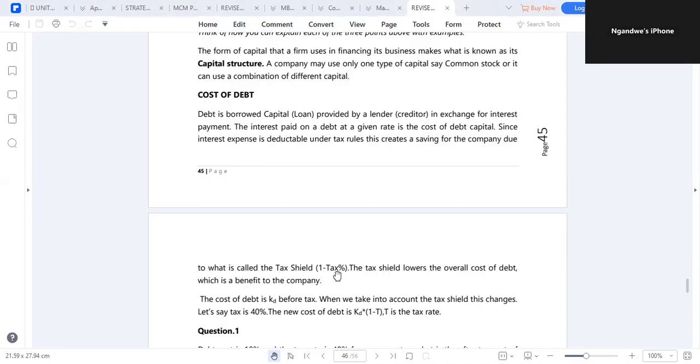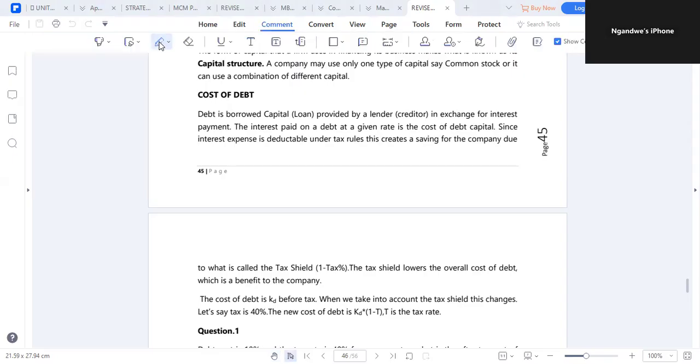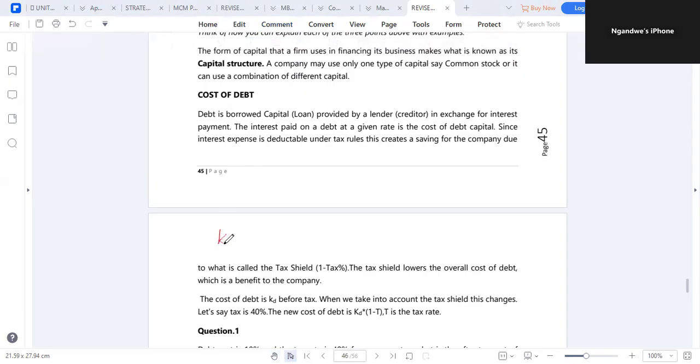The tax shield lowers the overall cost of debt because, as a company under corporate tax, we are charged again. To avoid double taxation, we come up with a reduction. We remove that shield so that you don't pay double. That is how we calculate the value of cost of debt. So KD after tax is equal to KD before tax times (1 minus tax rate). This one is very easy to calculate.